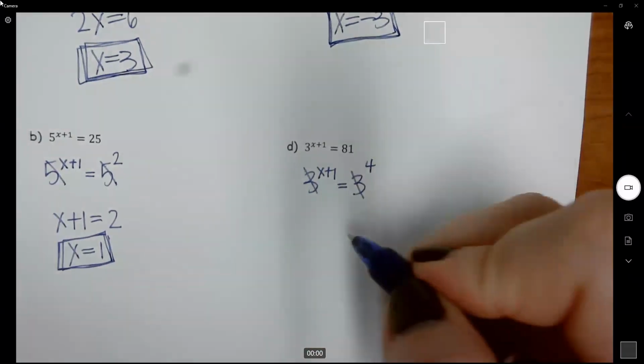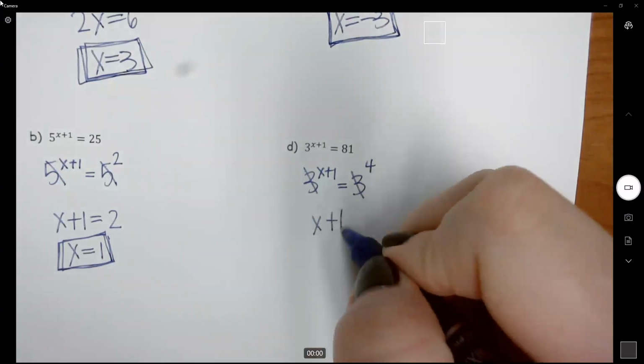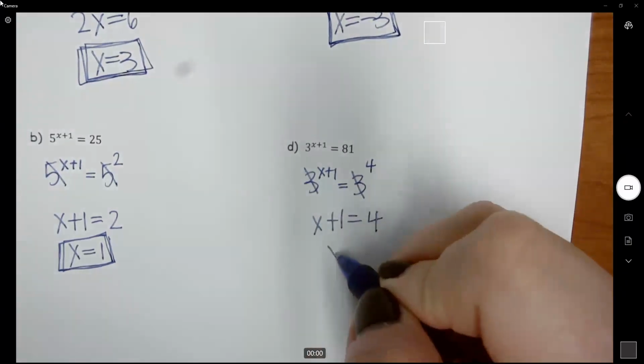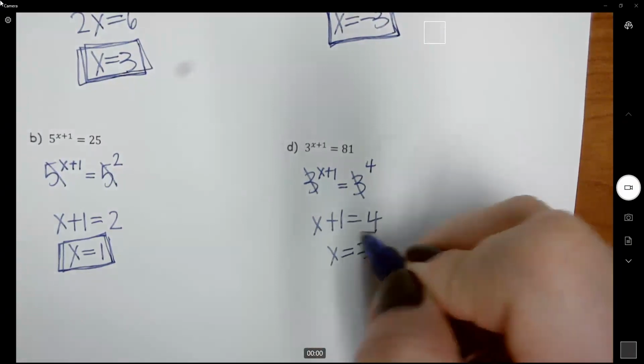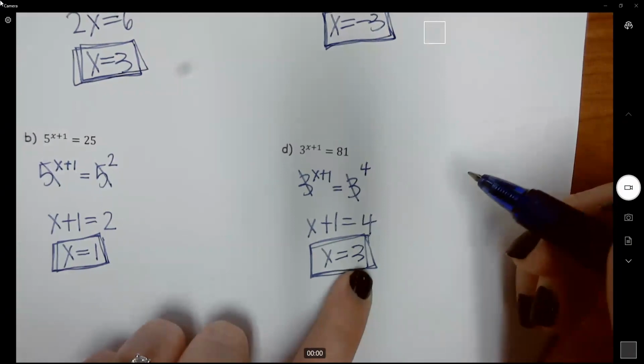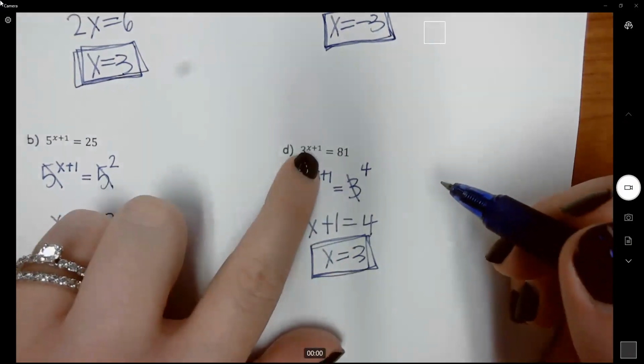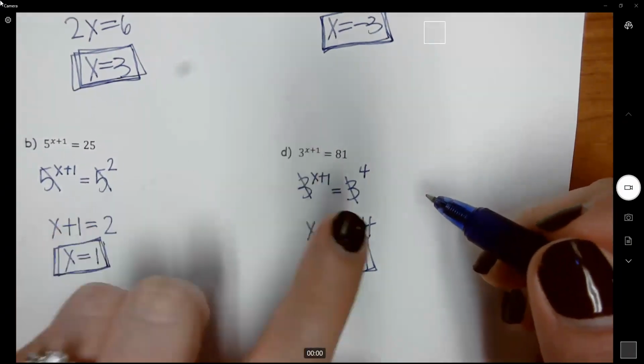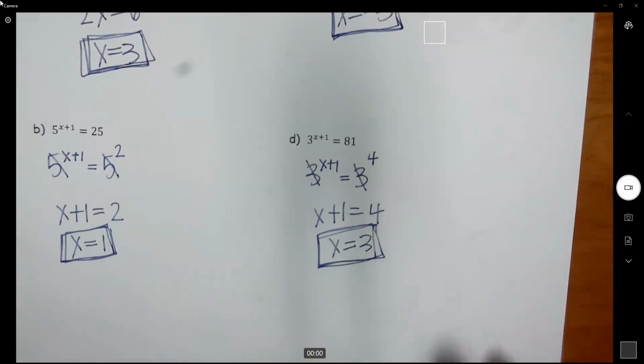So now my bases can cancel. And I have x plus 1 equals 4. Subtract your 1 and x equals 3. And plug that in. You plug in 3, you get 3 plus 1 is 4, and we just found that 3 to the 4th power does equal 81.